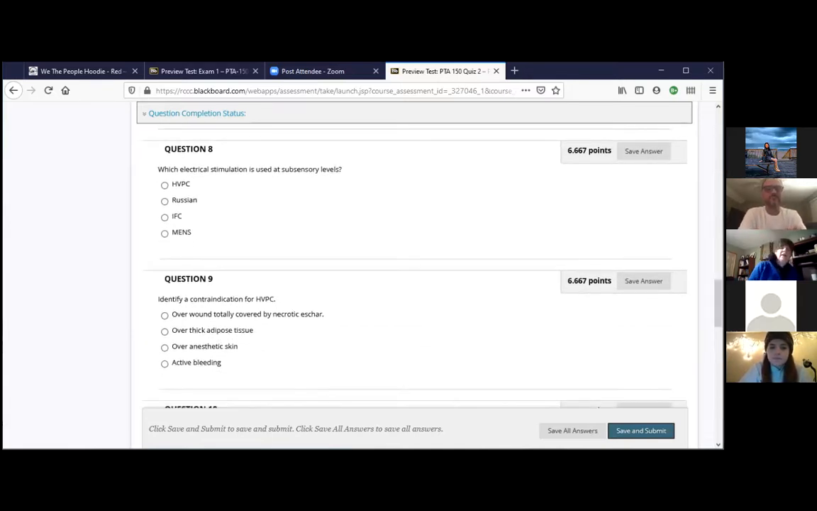All right. E-stim for subsensory. Is Russian going to be subsensory? No. It is not. Is interferential going to be subsensory? Nope. Y'all should have felt that when you put it on. So there's 2 gone. High volt or MENS? MENS. Yeah.